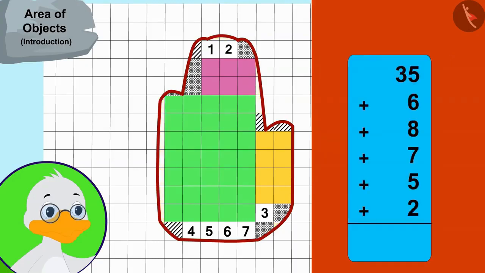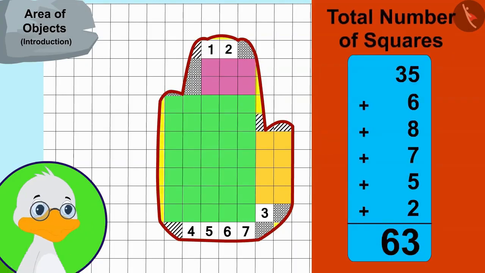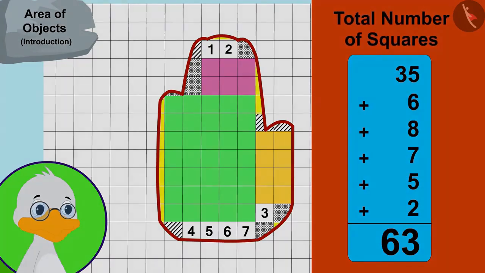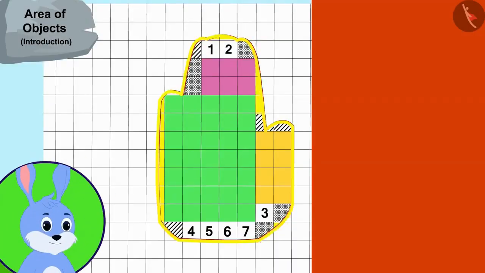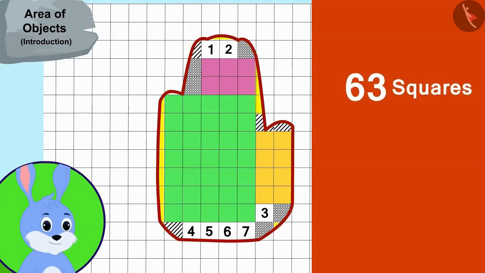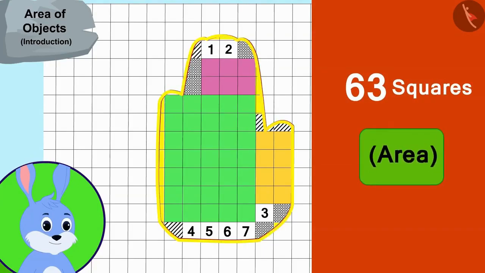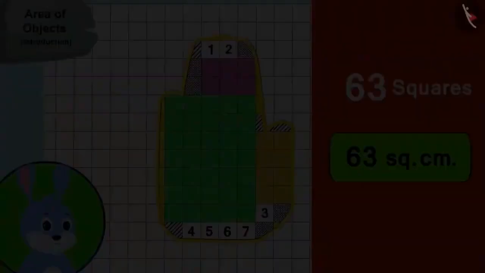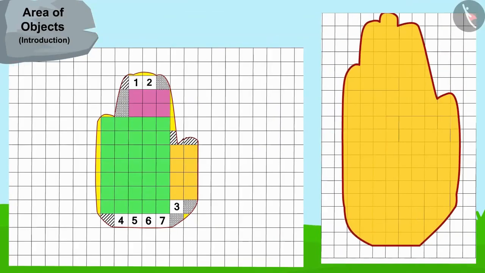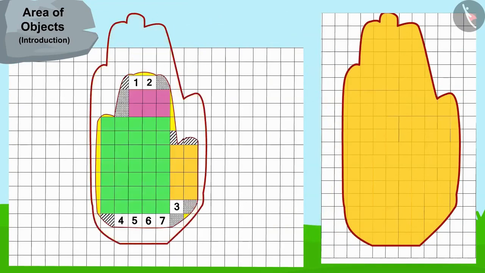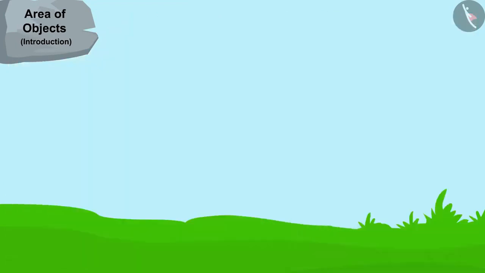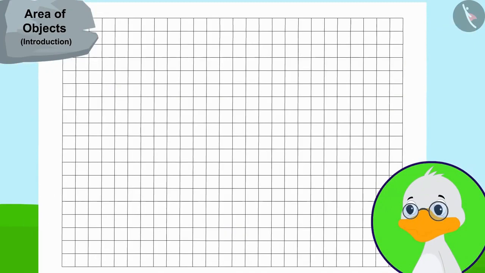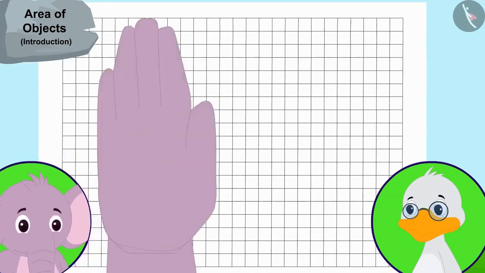Now, Uncle added all these numbers to find the total number of squares. In this way, there are a total of 63 squares in Bunny's hand impression. In other words, the area of Bunny's hand impression is 63 square centimeters. But this is not the same as the hand impression on the door. So, Uncle continued his search and now traced Apoo's hand.